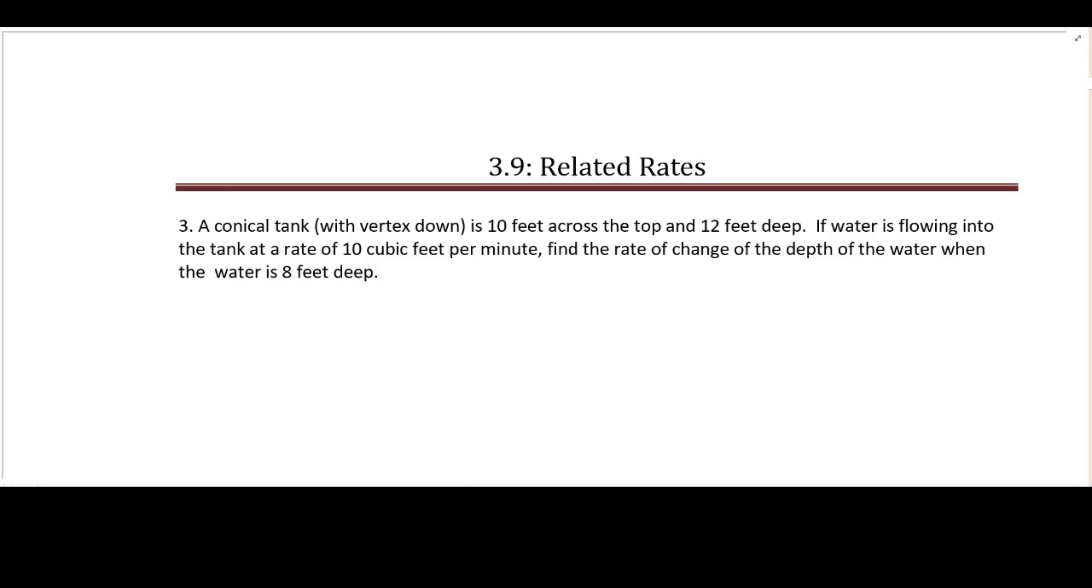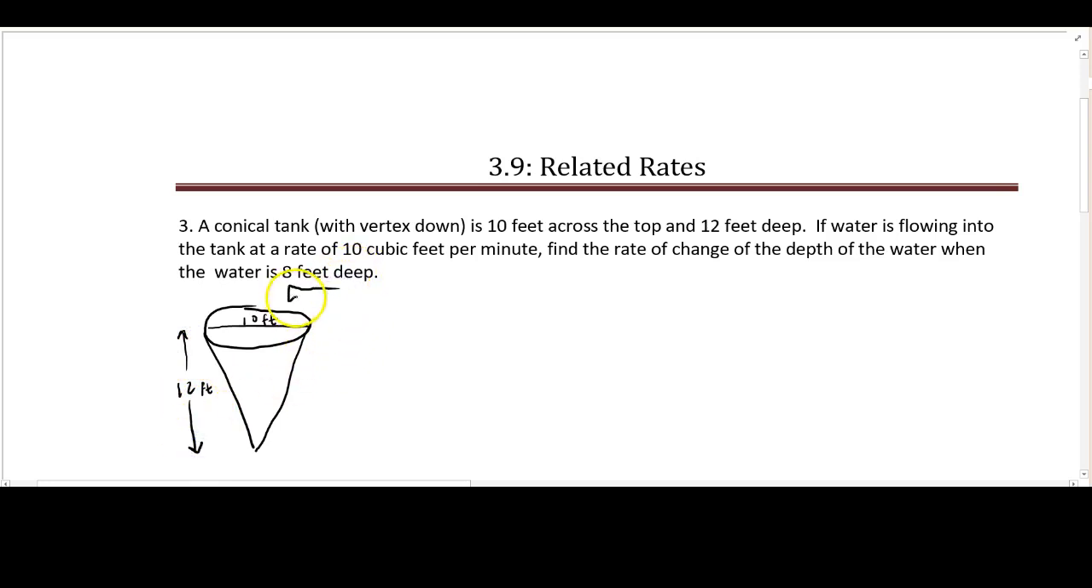So let's go ahead and first draw a picture of the situation. We have a conical tank with its vertex pointing down. We are told that the tank is 10 feet across the top, so the diameter of the circular top here is 10 feet. And the tank is 12 feet deep, so the height of this cone here would be 12 feet.